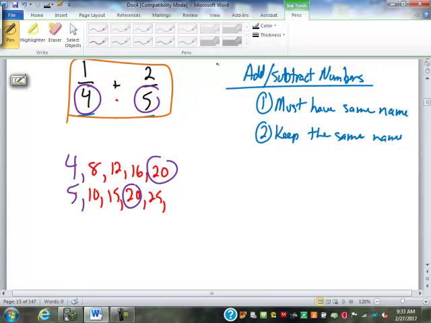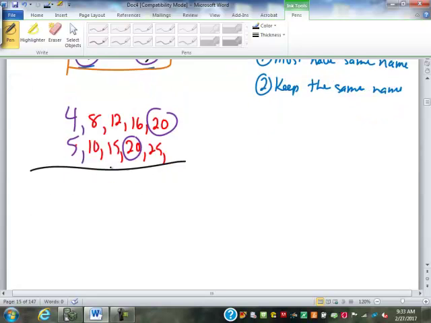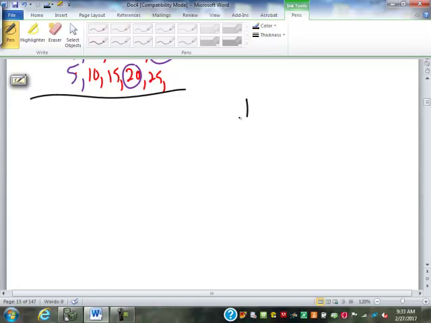Of course, we can also do what we were just doing. We could factor. Now, 5 is prime, so it doesn't factor out. So it wouldn't be very interesting to factor those to get a common denominator. So anyway, let's do our 1/4 plus 2/5. And we found that our common denominator is 20.